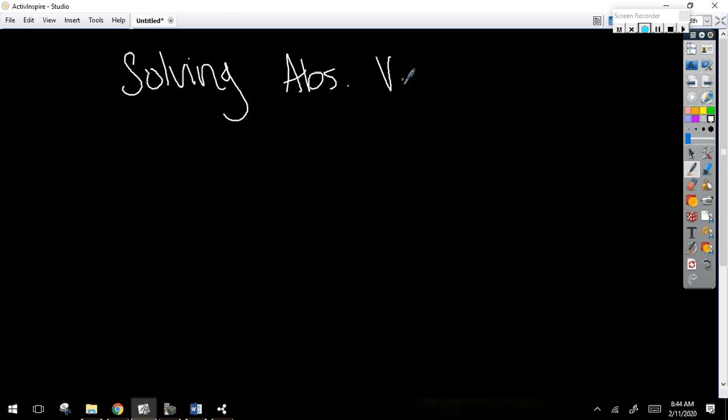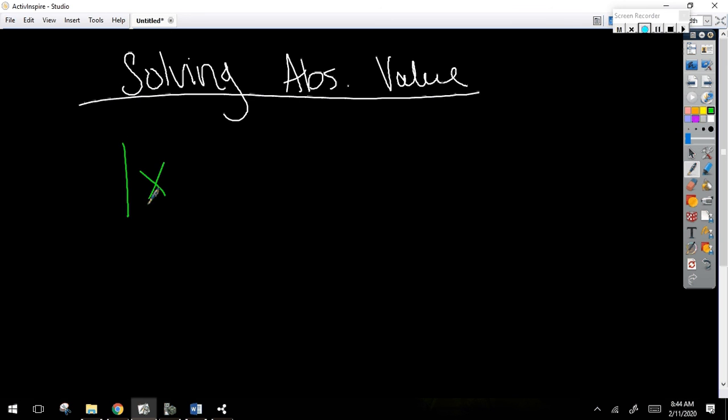Solving absolute value. That was simplifying, now we're actually going to solve. So let's say I had something like x plus 2 equals 5. And I said solve for x. What am I going to do? You say minus 2, which would give me 5 minus 2, which is 3. So if you plug in 3 in that equation, does it work? Okay. But what's special about absolute values?